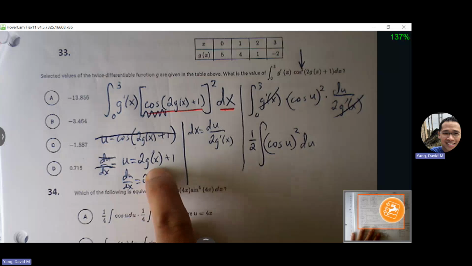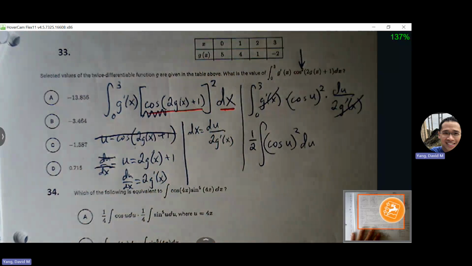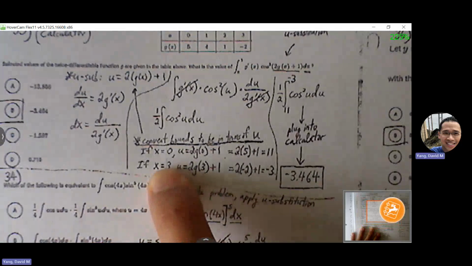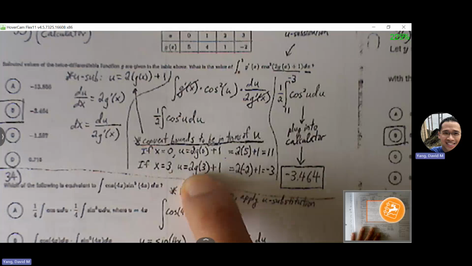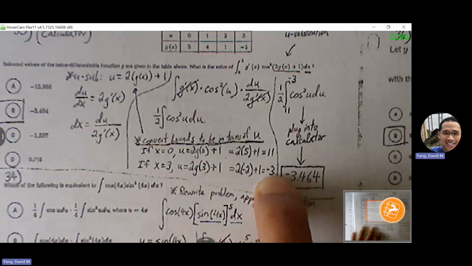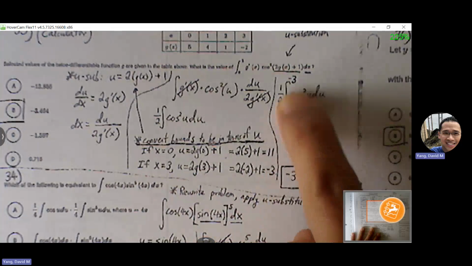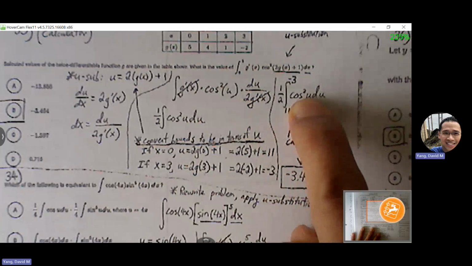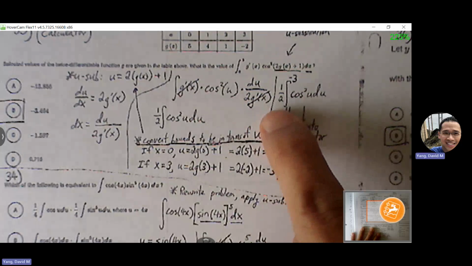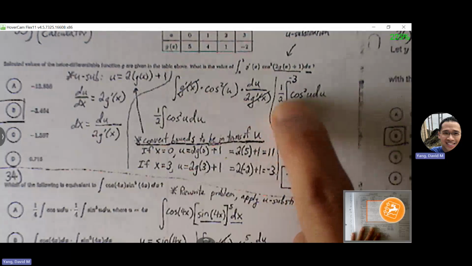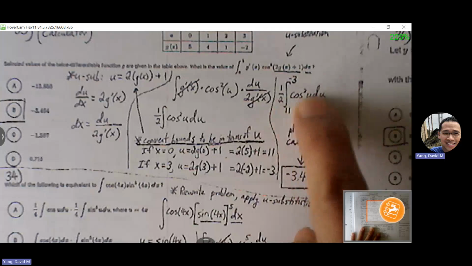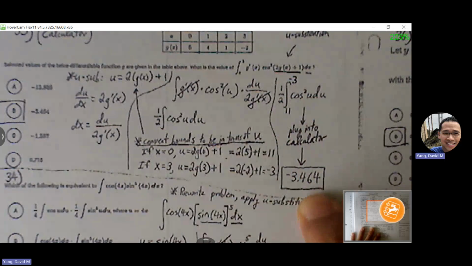So 2 times g of 0 is going to be 5. 5 plus 1 is going to be 11. And then my upper bound was 3. I plug it into 2g of 3 plus 1. I get an upper bound of -3. So I go from 11 to -3. Now I can enter all this in the calculator, pretend like u is just an x, and I'll do math 9, 1/2 integral from 11 to -3, parentheses cosine of x, parentheses squared, and then the calculator can handle the rest for us.